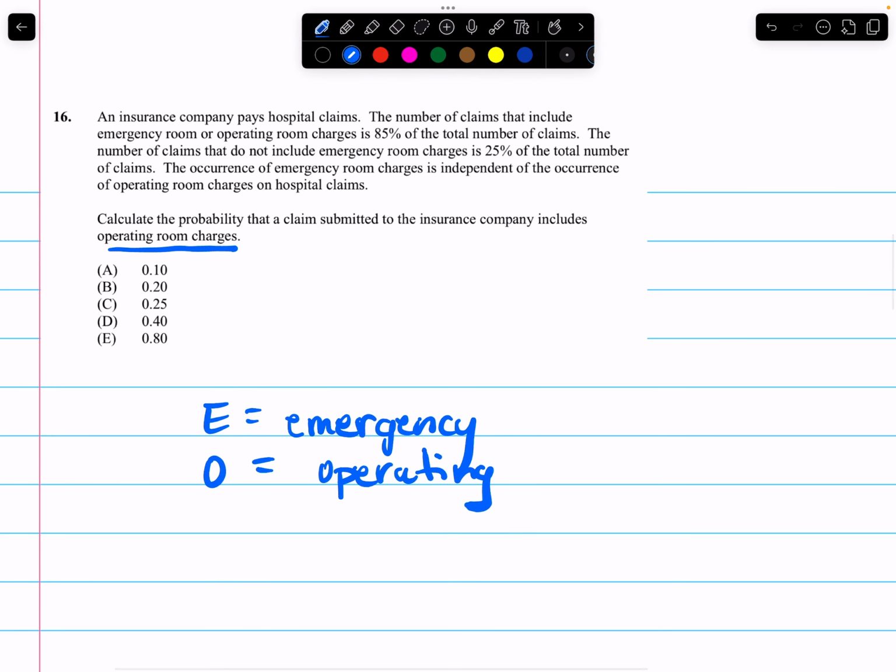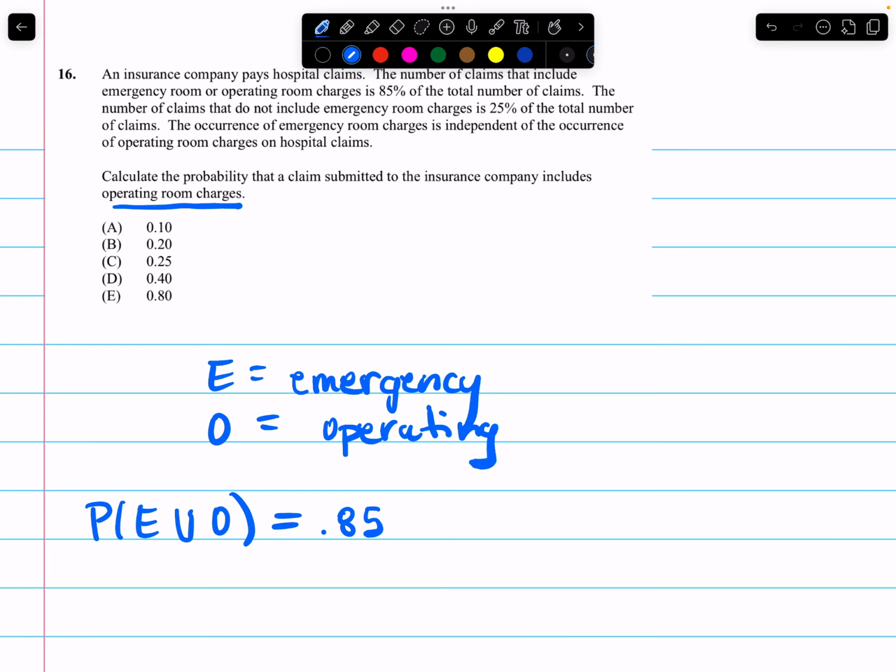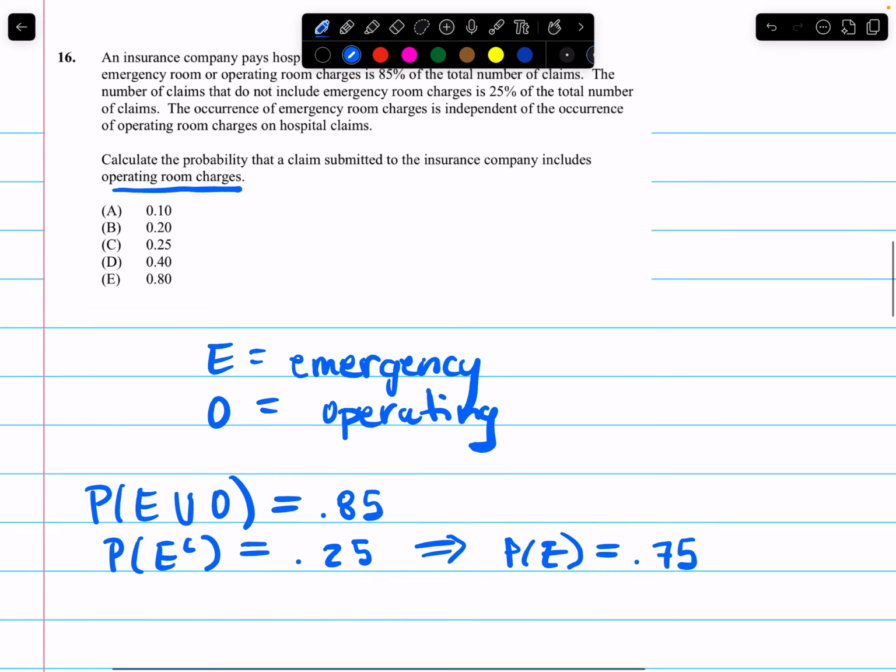All right, let's go back and see what we're given. The number of claims that include emergency room or operating room, so that's the union. So the probability of E or O is equal to 0.85. That's given in that sentence. The number of claims that do not include emergency rooms is 25%. So the probability of E complement is 0.25. And that quickly tells us that the probability of E, that is those that include emergency costs, is 0.75.